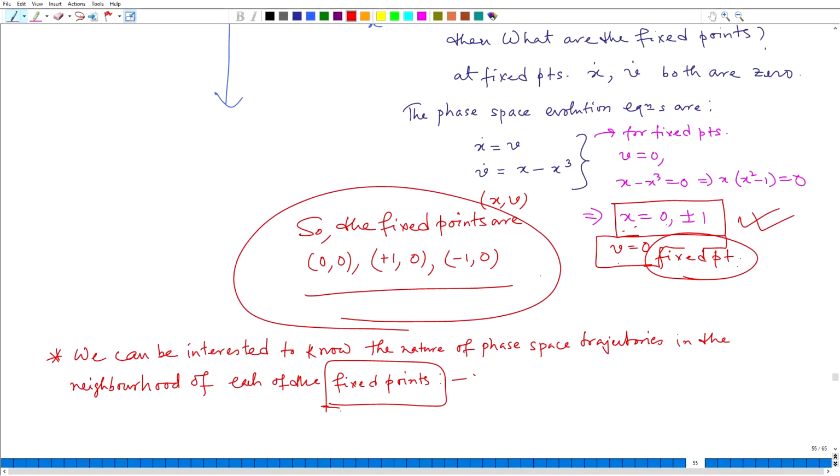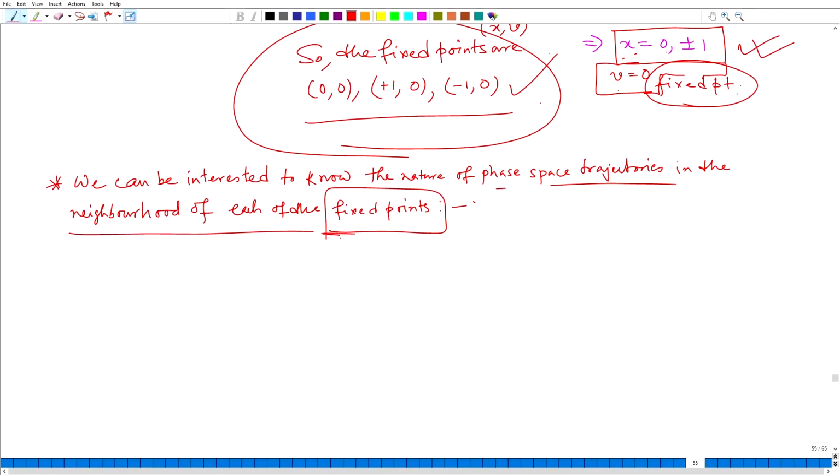Okay. So, this is the concept of fixed point. Now, whenever we are talking about phase space trajectories in the neighborhood of each of the fixed points, we are thinking that all those combinations of velocity and position are giving us fixed points. So, if instead of giving exactly the fixed points, initial conditions are given in such a way that they start from a point which is very close to the fixed point, but not exactly the fixed point, then what will be their motion? And with that motivation we do this study.